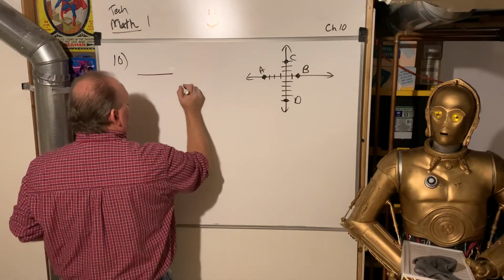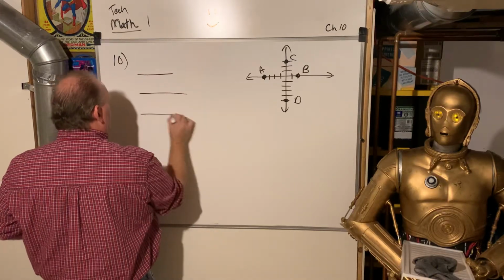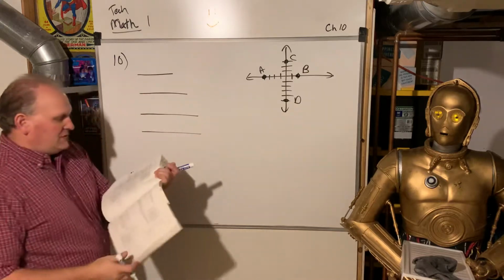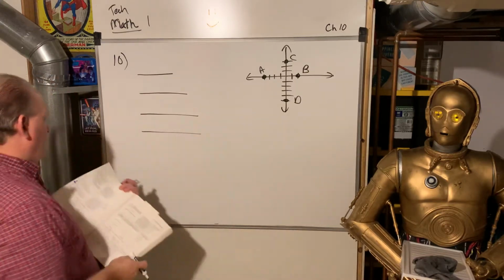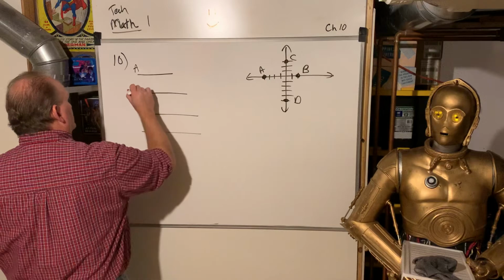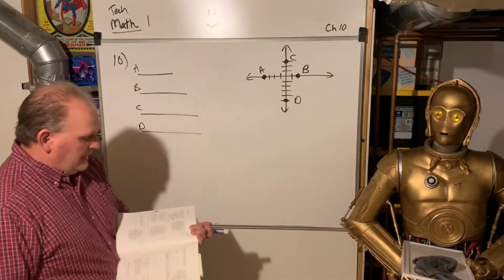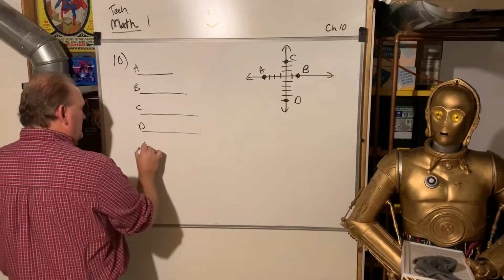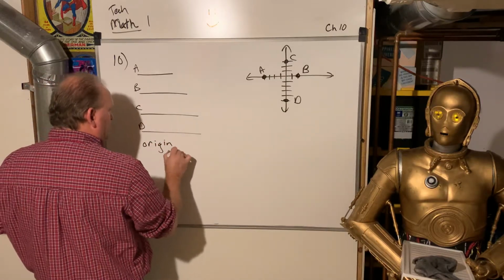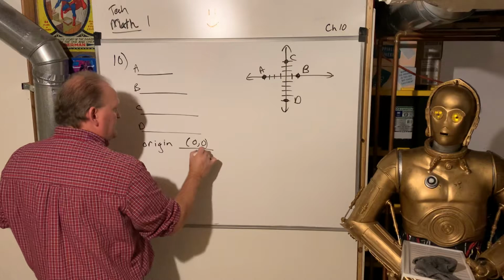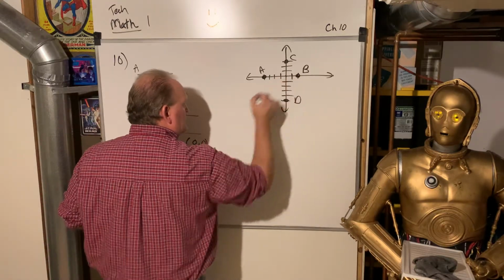So these are all quadrantal angles. That means they're exactly on the x-axis or exactly on the y-axis. And so now they just want you to go through and give me a coordinate for A, give me a coordinate for B, give me a coordinate for C, give me a coordinate for D, and what's the origin? Well, the origin, that's easy peasy. That's 0, 0. That's dead center, right? There is the origin.